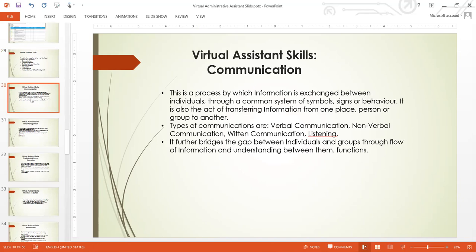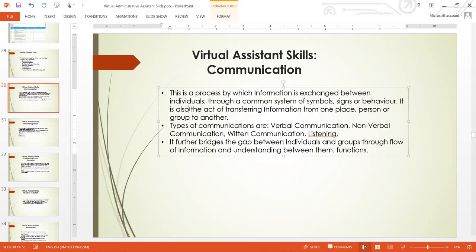Let's look at communication skills. Communication is a process by which information is exchanged between individuals through a common system of symbols, signs, or behavior. It can also be the act of transferring information from one place, person, or group to another. So when we communicate, we pass information from one person to another, from one group to another, and it is a system of information sharing.